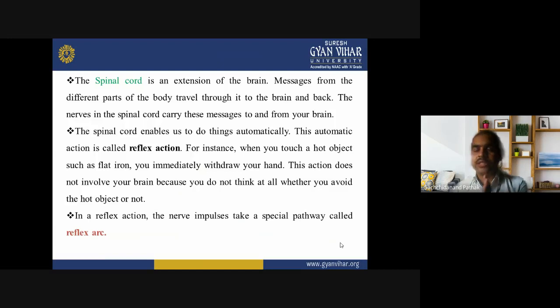This action does not involve your brain, because you do not have time to think about these things. You cannot think about that. So yes, these are the reflex actions. And in a reflex action, the nerve impulse takes a special pathway called the reflex arc.